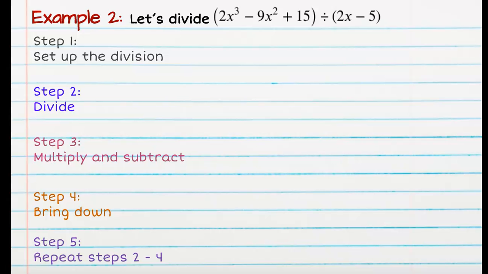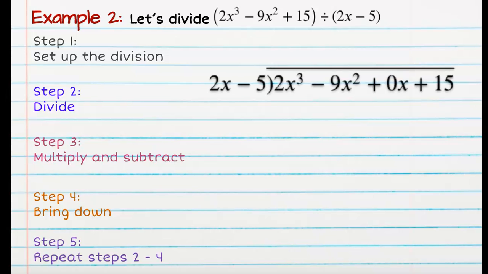We have one more example. Let's divide these two expressions. We'll set up our division. Notice we did not have an x term, so we used a placeholder of 0x to not mess up our process. Now we will divide. 2x cubed divided by 2x is x squared, because when we multiply 2x and x squared, we would get 2x cubed. We must also multiply negative 5 by x squared.